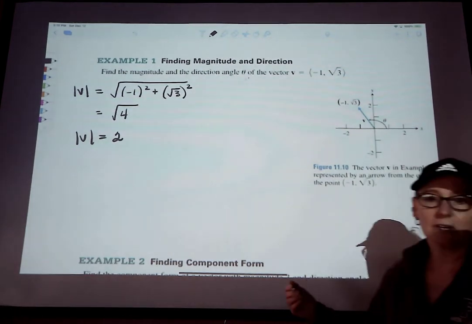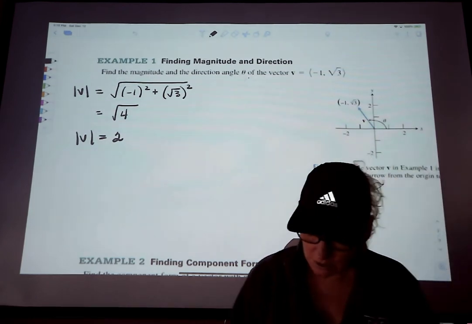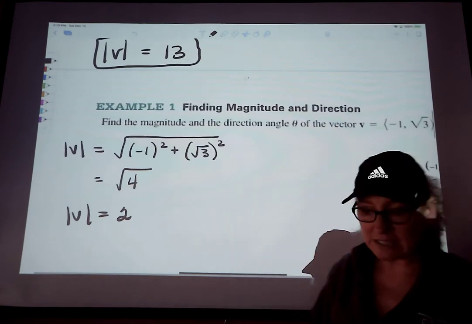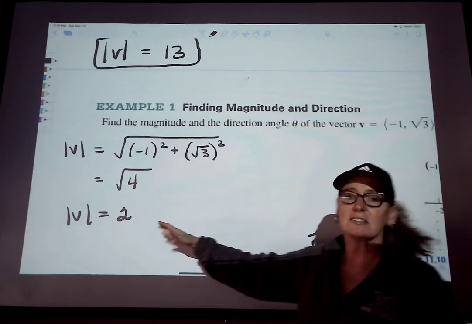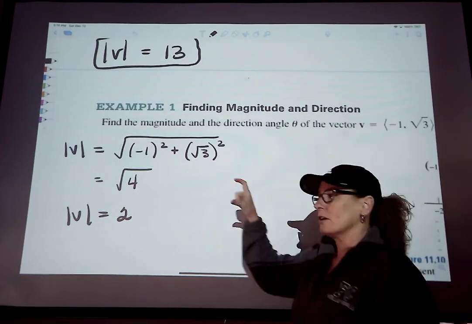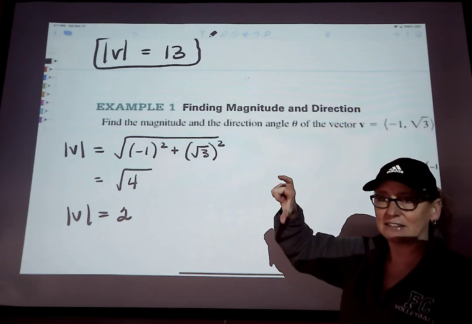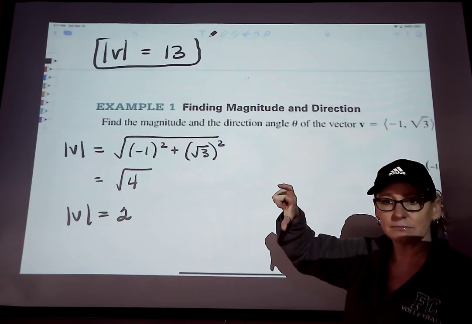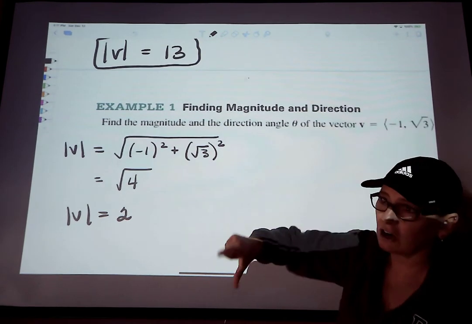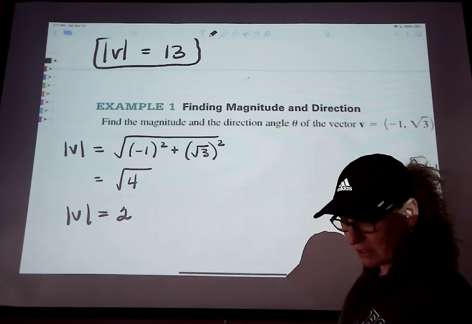All right, the length of the vector is 2. So let's say that we don't have the graph. Let's say all we know is we have a vector with length 2. That means that somewhere on a graph, there is a segment that has a length of 2. I don't know where it's pointing. I don't know where it starts. I don't know where it ends. I have no idea. Somewhere there's a segment with a length of 2.